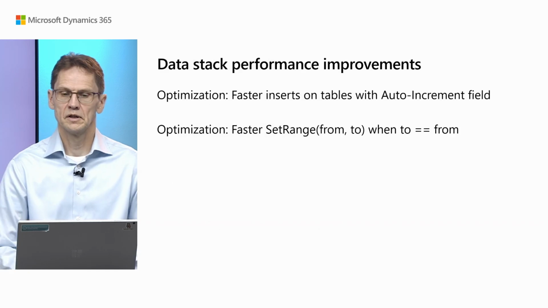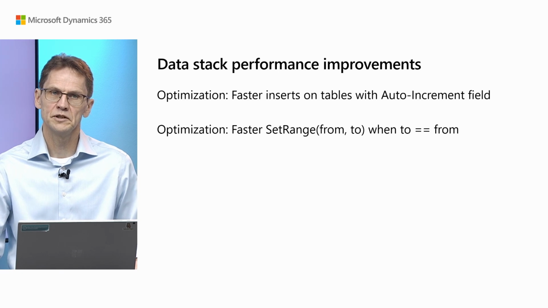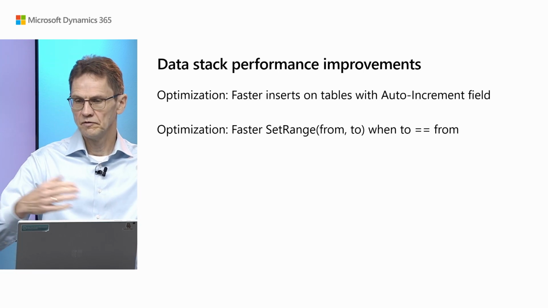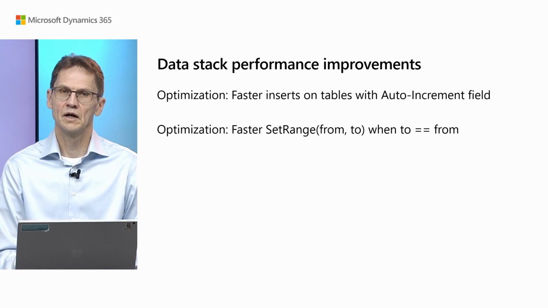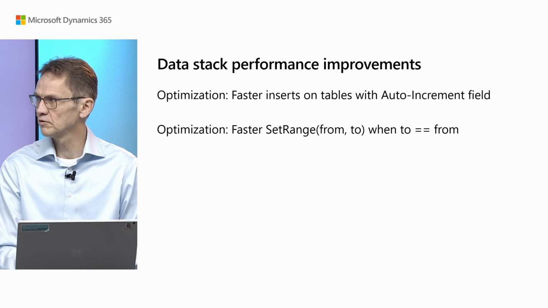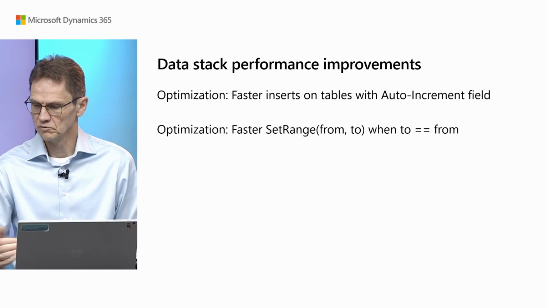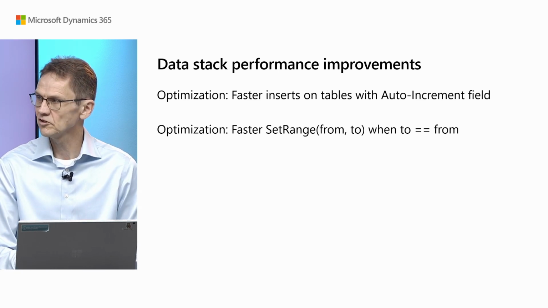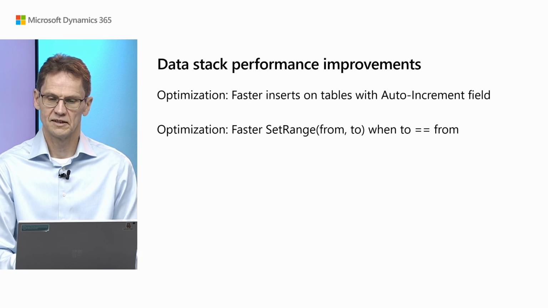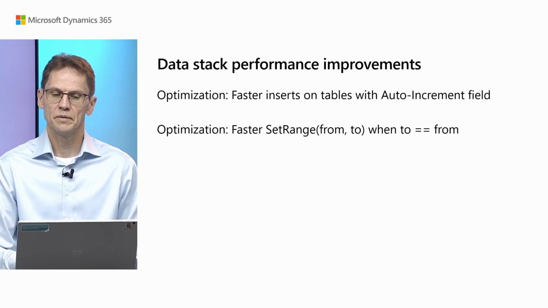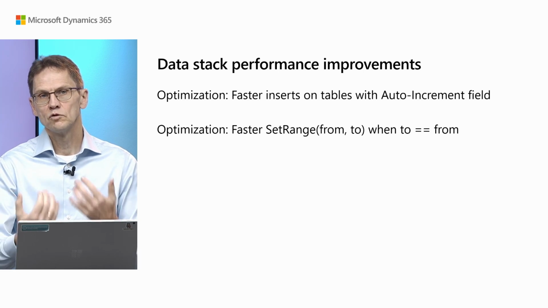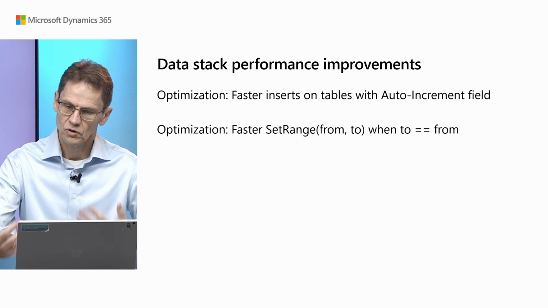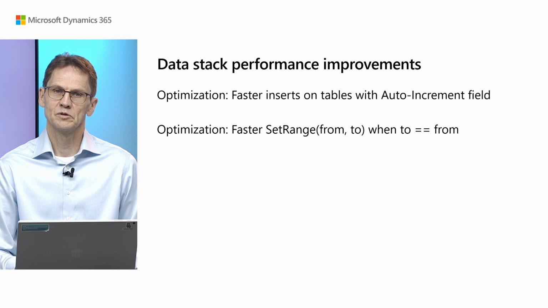Now, there are a few other performance improvements in the data stack that are worth mentioning. You might have seen that auto-increment fields made very wide tables slow. That has been optimized. There was an inefficient parameter generation algorithm that made it worse and worse. If you had 100 fields, auto-increment would actually start taking seconds. That has been fixed, and it's a lot faster now. And we've also optimized the SQL queries we generate from SetRange so that SQL has a better chance of picking an optimal index.